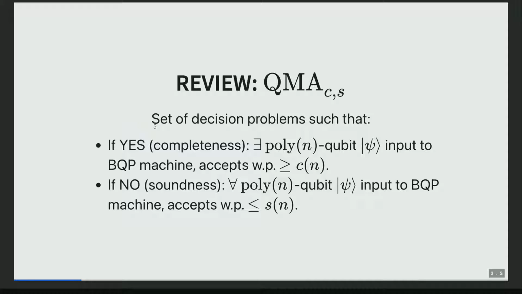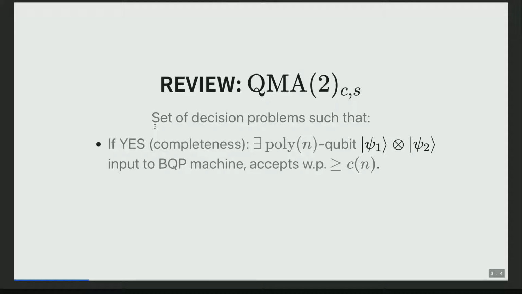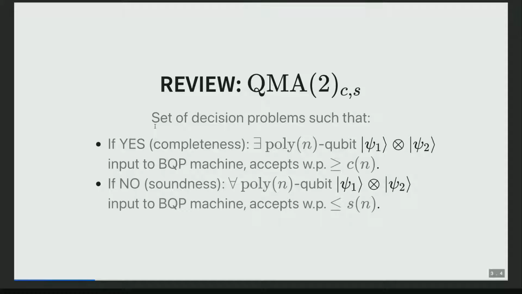QMA2 has a slight wrinkle in this, where it's also a set of decision problems. But in the yes case, you have a state that is separable over, let's say, half the qubits. So the quantum proof is unentangled across this bipartition. But in the no case, and this is actually really important, you're only resistant against quantum proofs that are unentangled also on this bipartition.